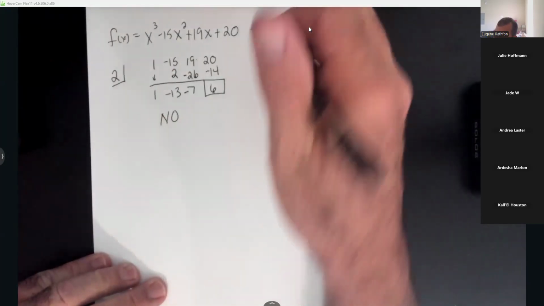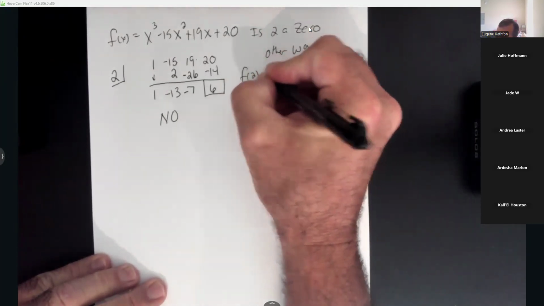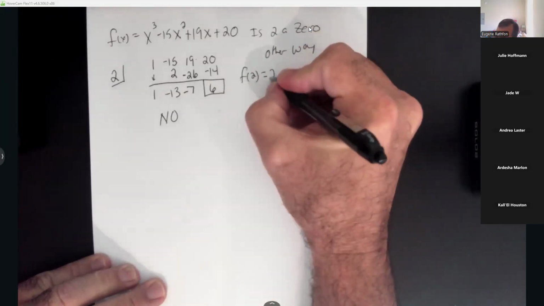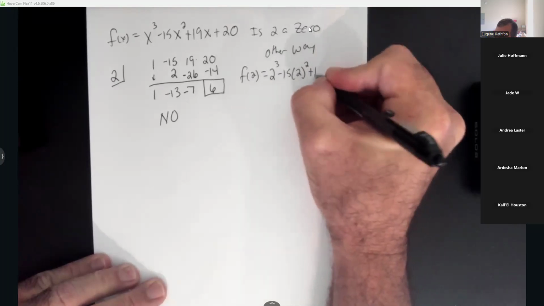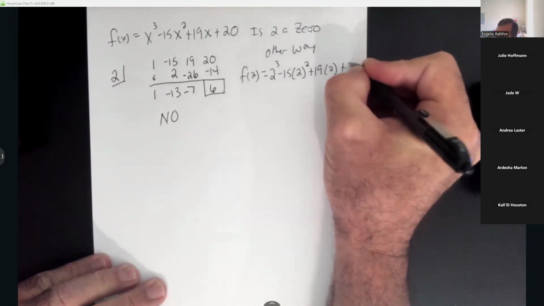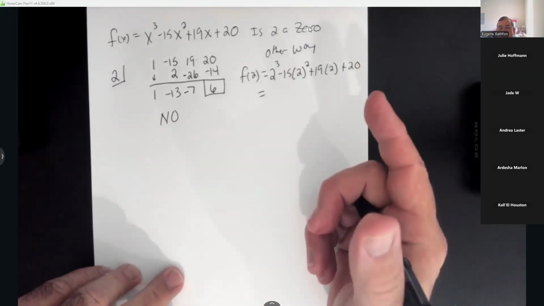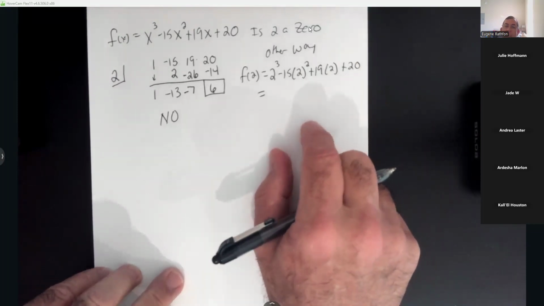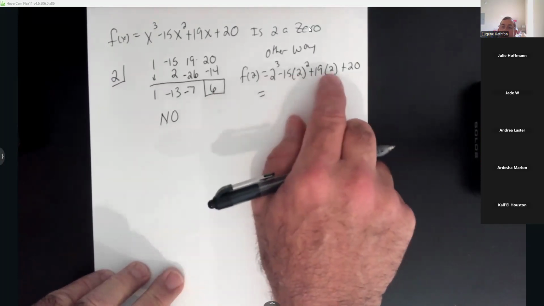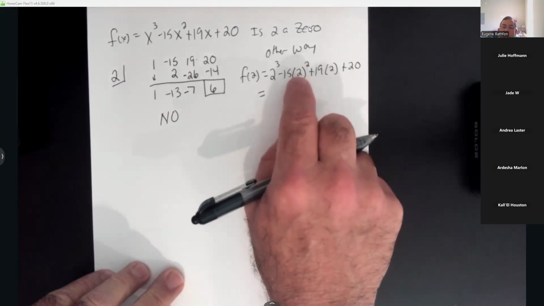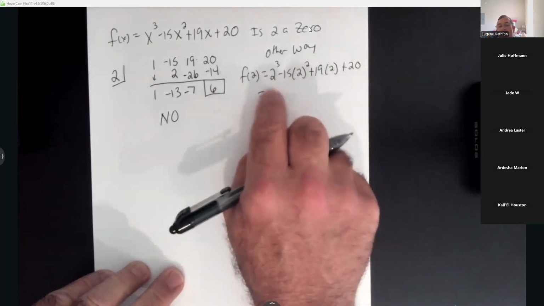Now, the other way you could have done this, you could have found f of 2. So you could have put a 2 in for everything. 2 cubed minus 15 times 2 squared plus 19 times 2 plus 20. Work this out. If you get a 0, then it would have been a yes. Any other number, you're going to get a no. Now, we learned that doing substitution like this, I'll get the same answer here that I got over here of that 6. So when I'm done, this should equal 6.